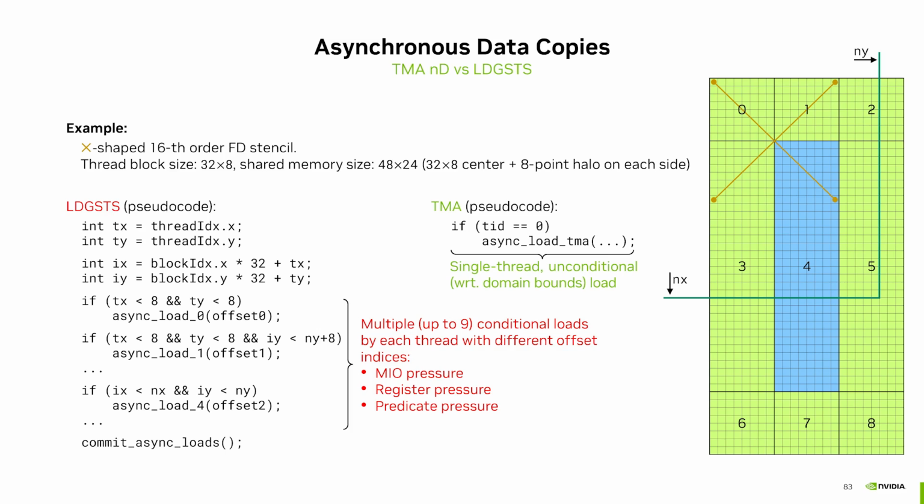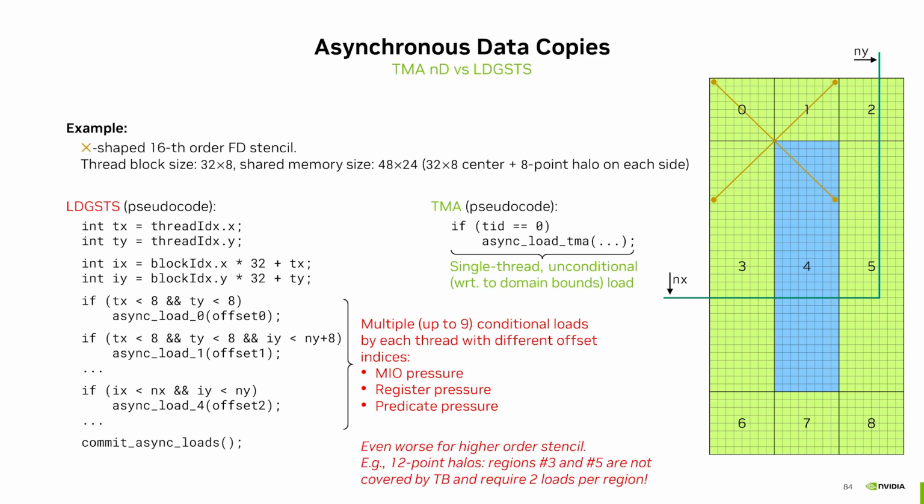So this entire code is replaced by a single TMA copy, which is unconditional with respect to domain bounds checks, and does not require any pointer arithmetic, which reduces register usage, predicate usage. We don't have any if statements, and MIO pressure. It can get even worse if the halos are wider than our thread block. Then in order to copy each green subdomain, you actually need to invoke multiple copies because they're not covered by a single thread block. And for TMA, it makes no difference.